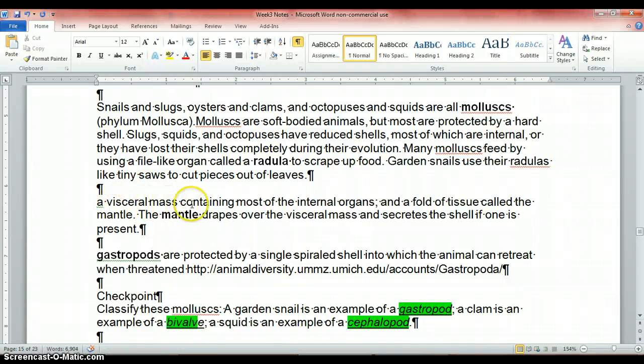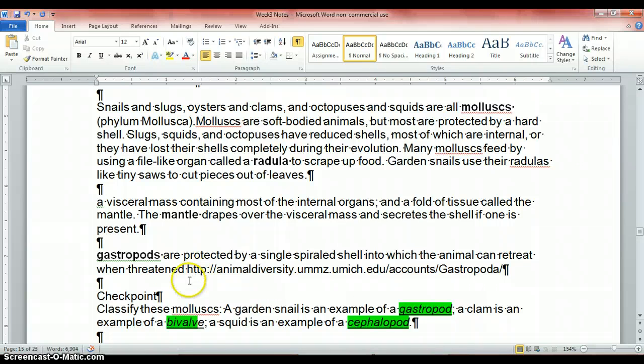A mollusk has a visceral mass containing most of the internal organs and a fold of tissue called the mantle. The mantle drapes over the visceral mass and secretes the shell if one is present. So think of an oyster. It's got the shell. Inside the shell is what you're going to actually eat. And inside of what you eat, the mantle, would be the visceral mass with everything in it. Okay?